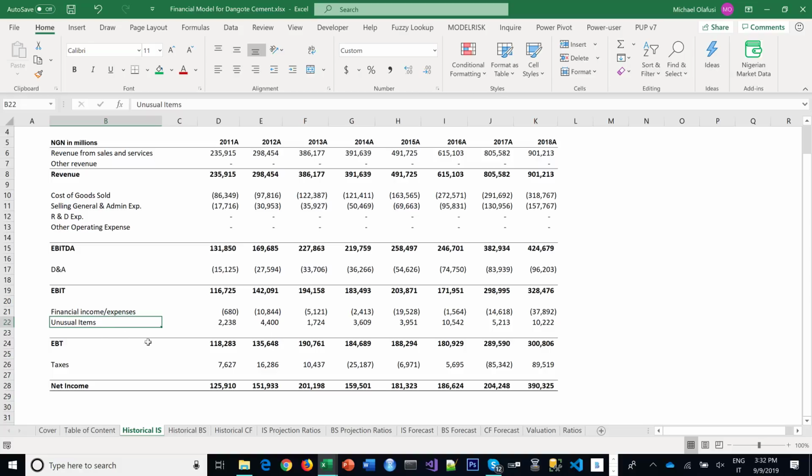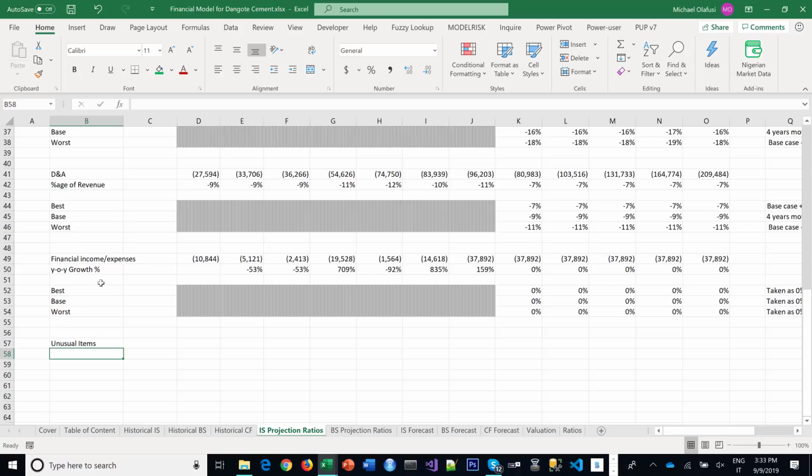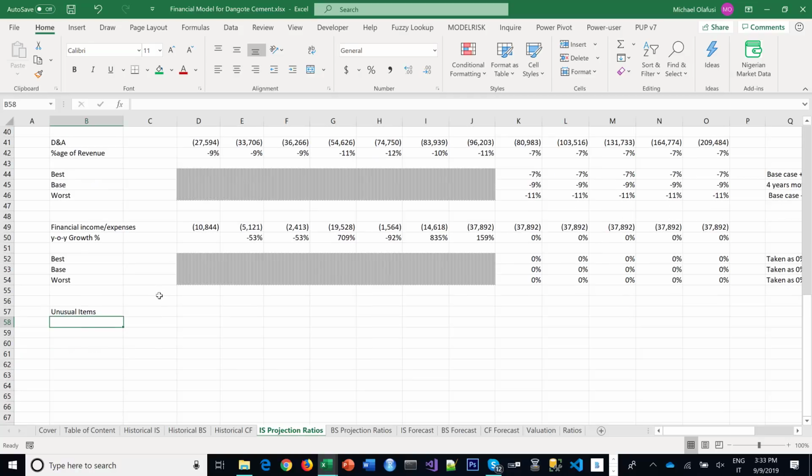So for this modeling, I'm going to use what we did for the financial income and expenses. I don't have any knowledge of what will happen in the future regarding them, so I'm going to keep them as 0, right? Typically there is always this argument of, if you don't have a specific figure, should you use percentage of revenue, should you use year-on-year growth?